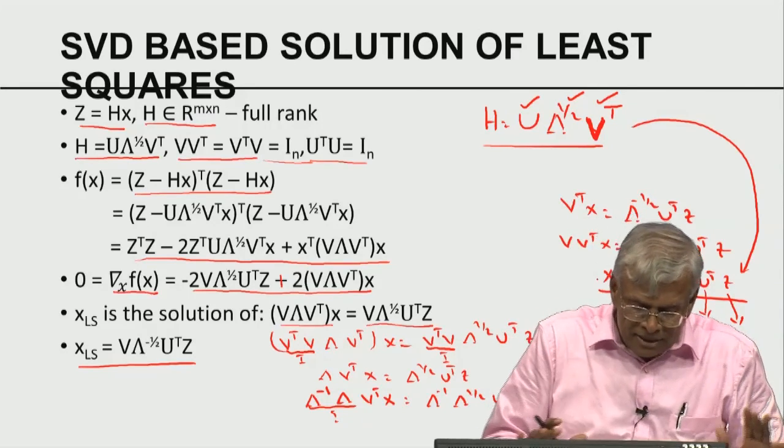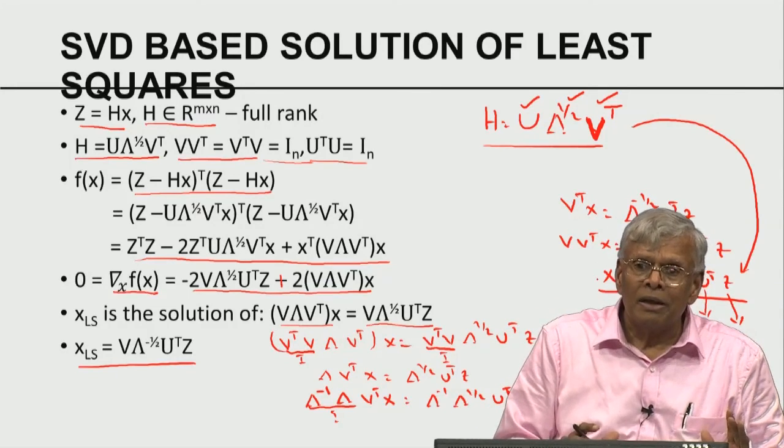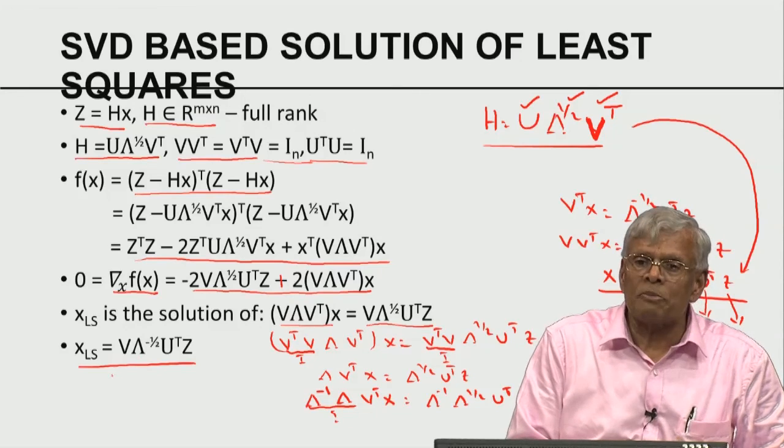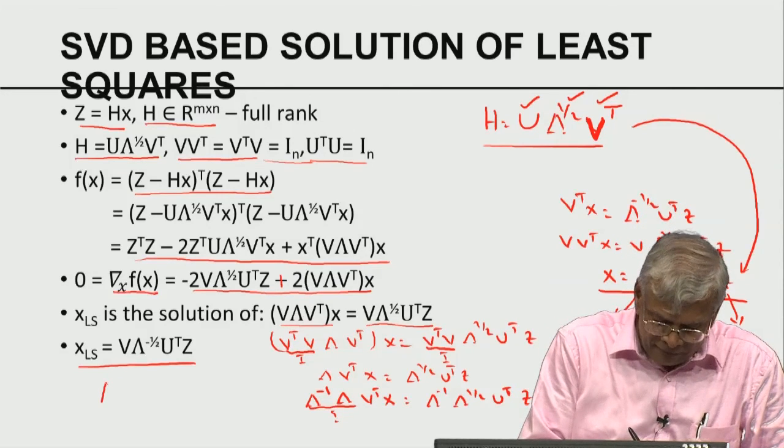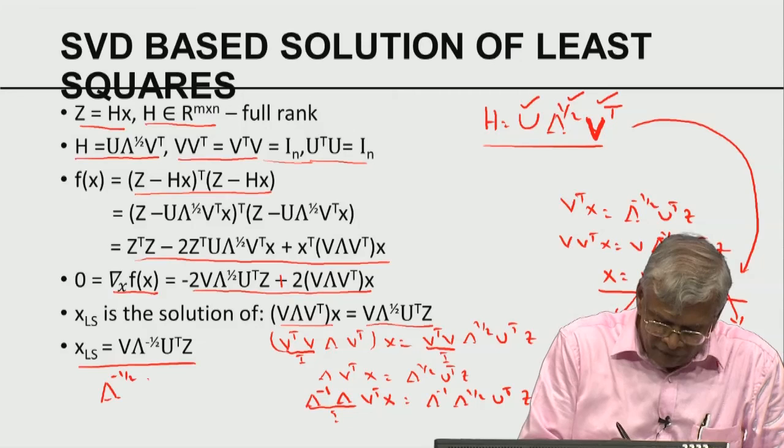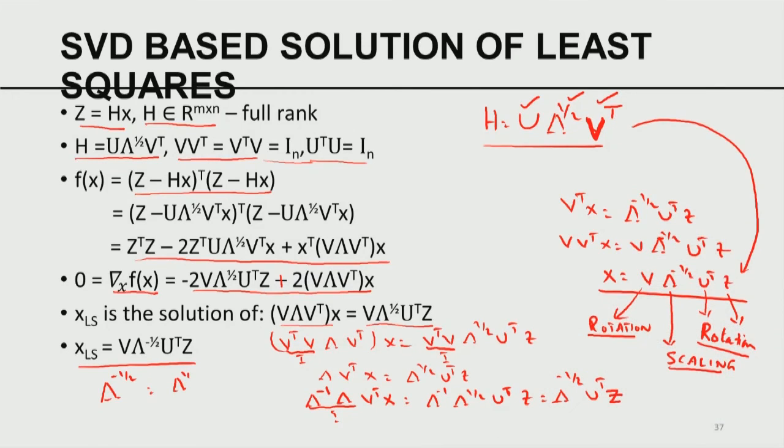Here I do not have to solve any system. Why? The inverse occurs only for lambda to the power minus half. What is lambda to the power minus half? Lambda to the power minus half is equal to lambda to the power half inverse. Inverse of a diagonal matrix is essentially inverse of the diagonal elements.